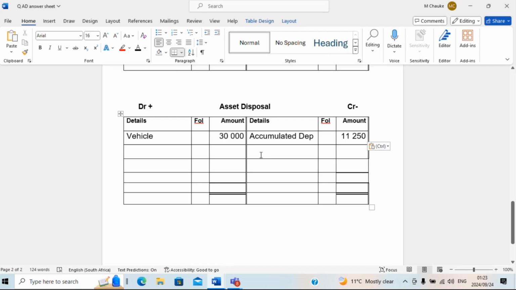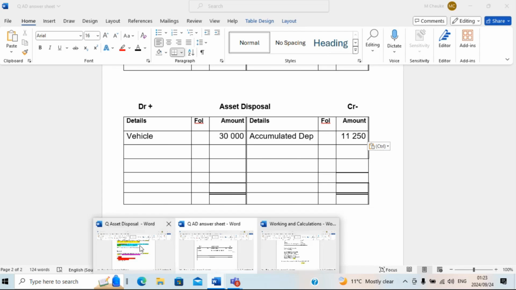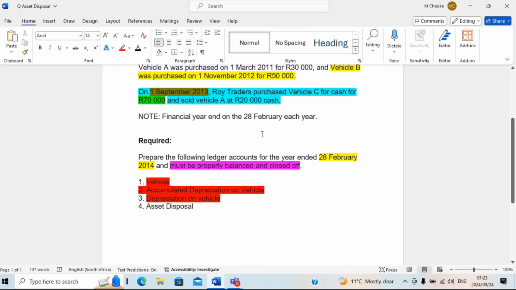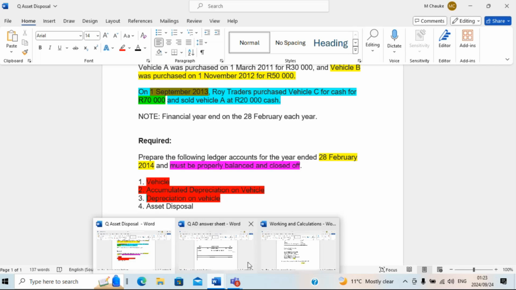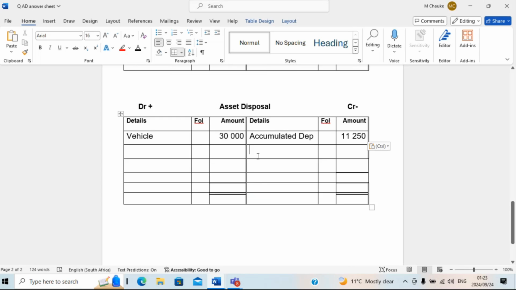And then now on the credit side, I'm also going to record the selling price of the vehicle, of which they say we sold this vehicle A with a cost price of 20,000, right? We received 20,000 cash after we sold vehicle A. So I'm going to go to the credit side of the asset disposal and say bank, because I received cash for that. Bank 20,000.